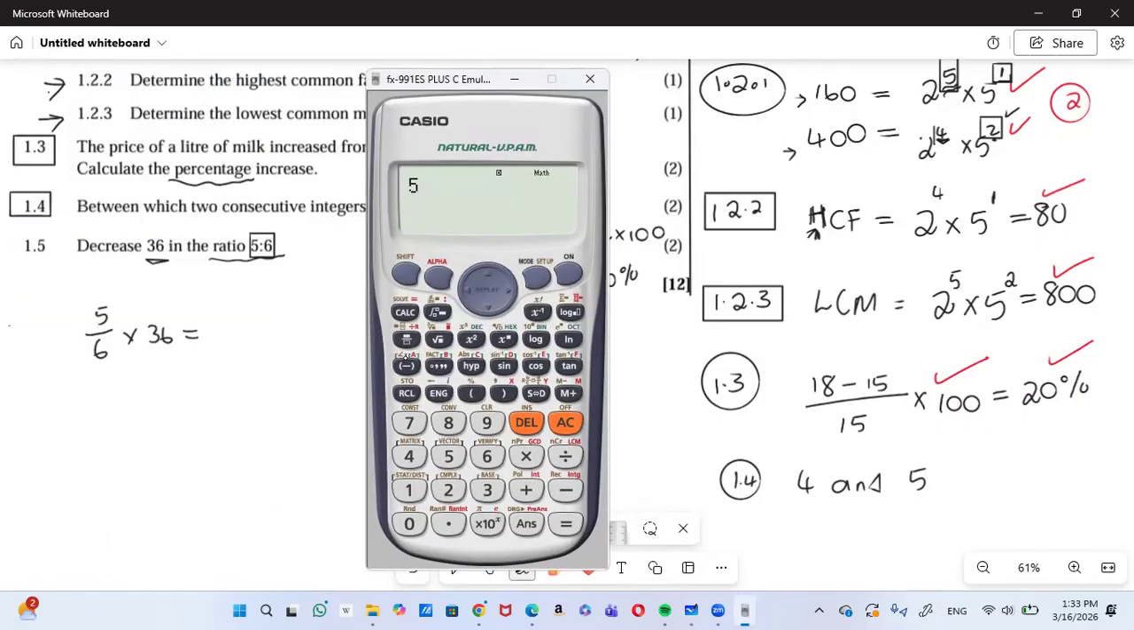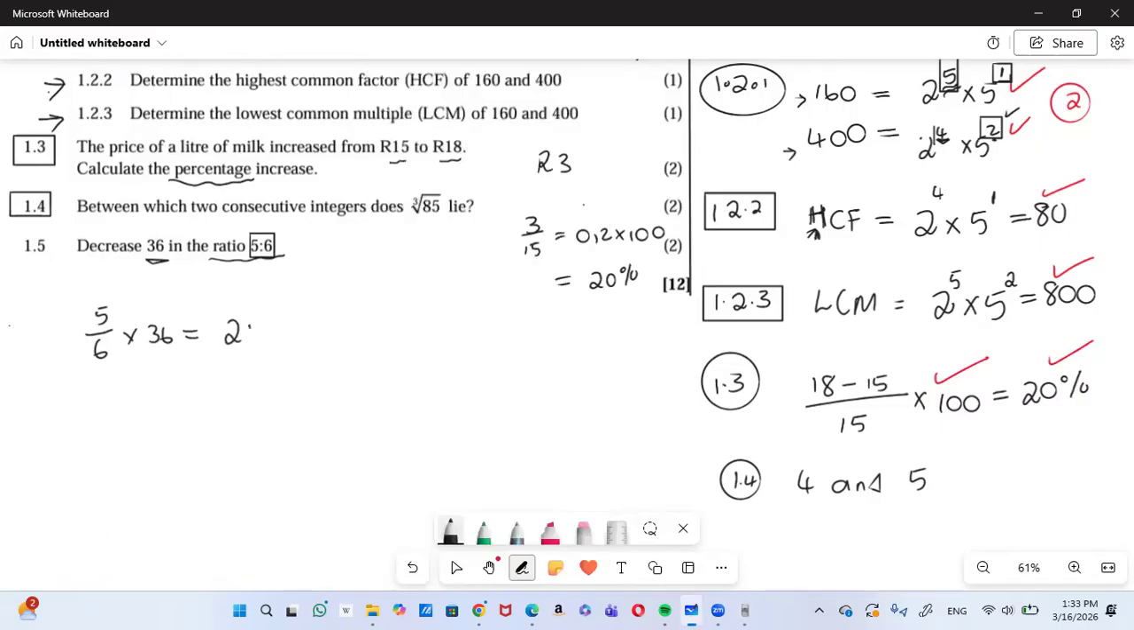We're going to have 5 over 6 multiplied by 30. Our answer is 25. So now, did this number decrease? Yes, it decreased because it got to how much? To 25.